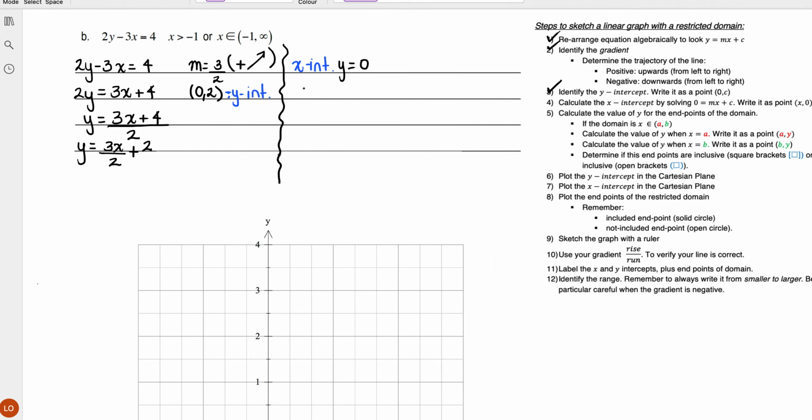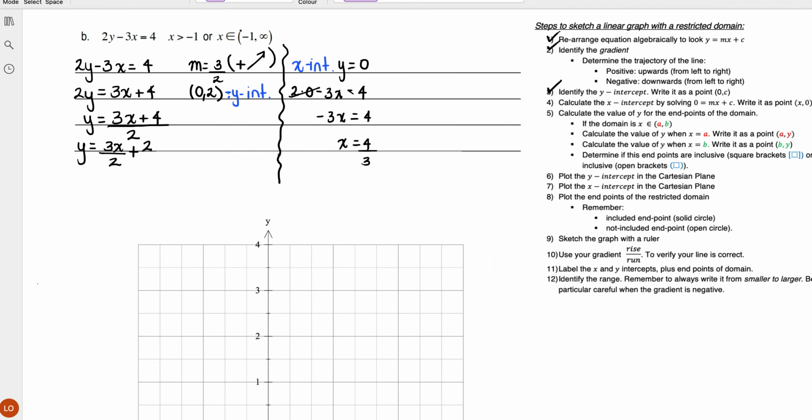So I'm going to use this one. If I put that y is going to be equal to 0, that means 2 times 0, take away 3x, equals 4. So this one is 0, and then I have negative 3x is equal to 4, and then x is equal to 4 over 3. Okay, I want you to notice something here.